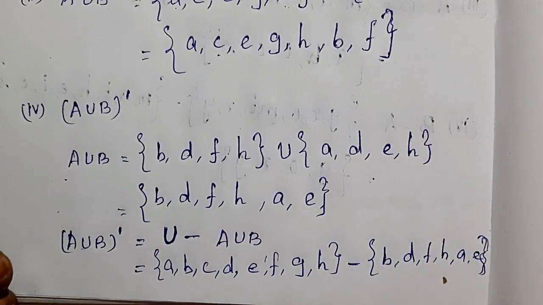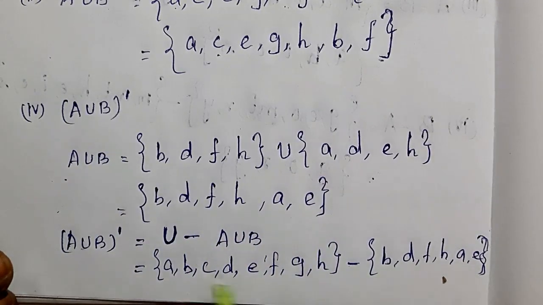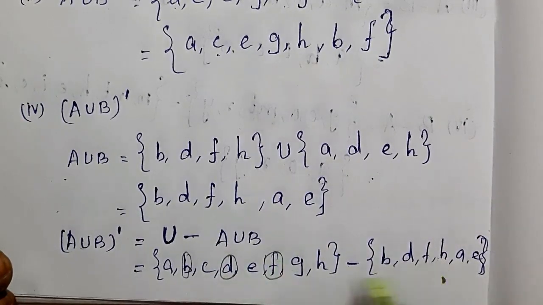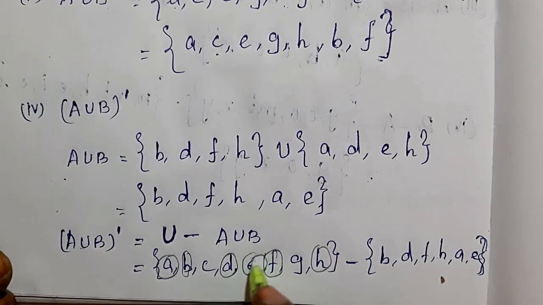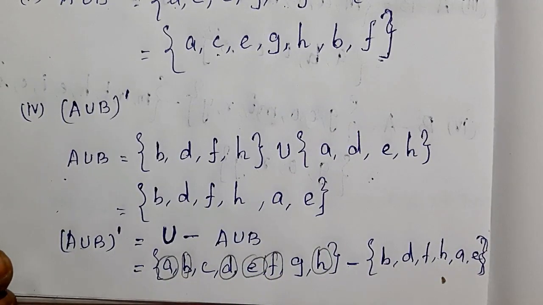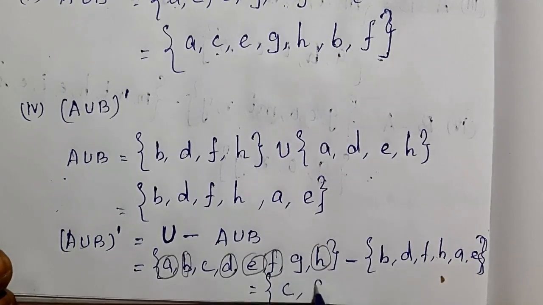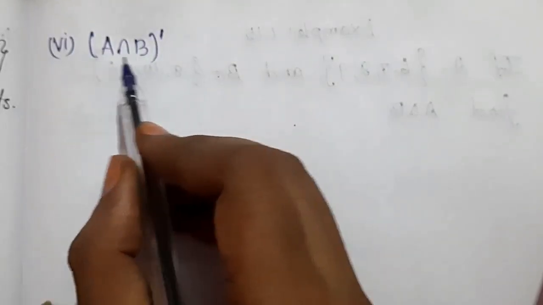Next we are going to remove A union B from this universal set. B is here. D is here. F is here. H is here. A is here. E is here. So the only elements not here are C and G. So this is A union B complement. Okay. Next one is A intersection B complement. For this, first we have to know what A intersection B is.